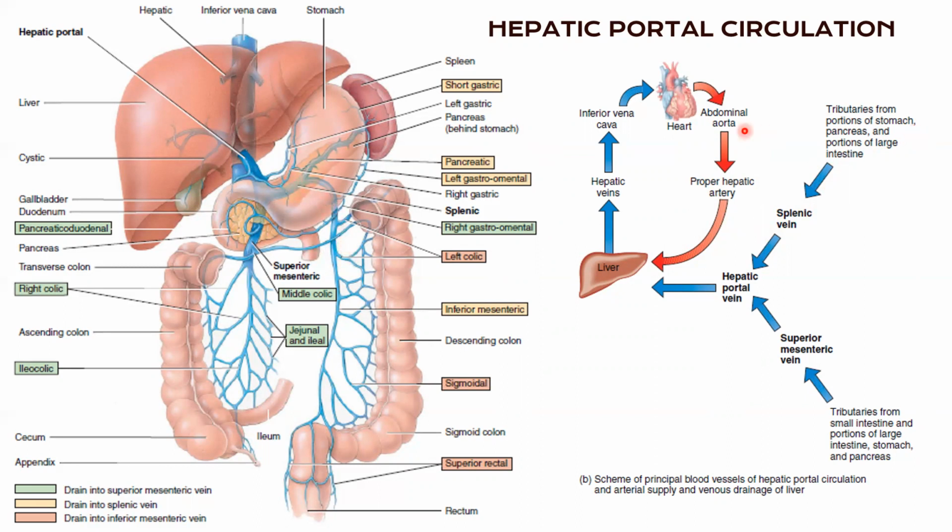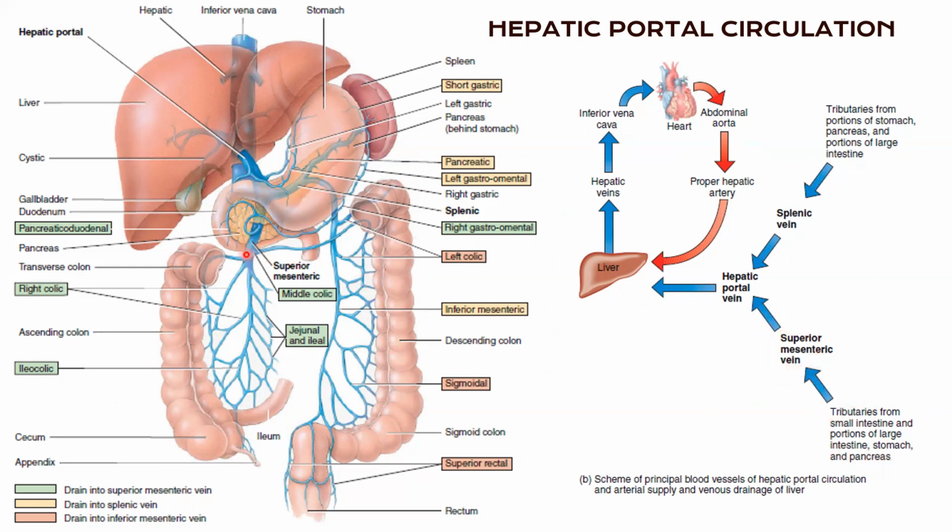So parts of the stomach drain to your splenic vein, part of your pancreas, and portions of the large intestine drain to your splenic vein. Tributaries from the small intestine, large portions of the intestine, stomach, and pancreas drain to your superior mesenteric vein.